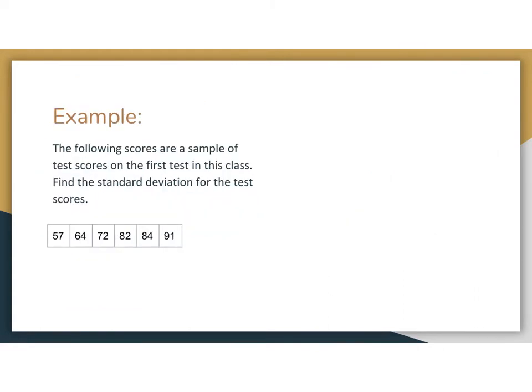So in this example, it says the following scores are a sample of test scores on the first test in this class. Find the standard deviation for the test scores. If we want to find the standard deviation, the best way to do this is to actually use the definition of standard deviation. We call the standard deviation of a population, this is the Greek letter sigma, the population standard deviation. We're finding the standard deviation of a sample. And how do I know that? Well, it tells me that I'm looking at a sample of test scores. So these are different. They're the same concept, but they're different values.